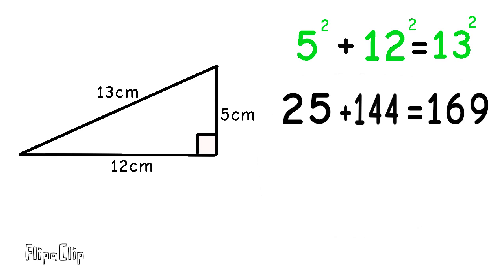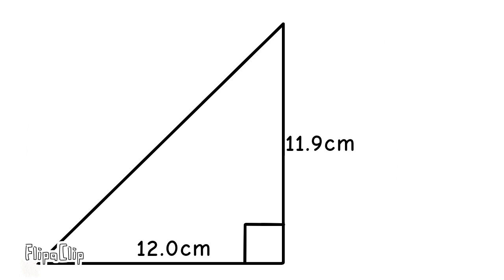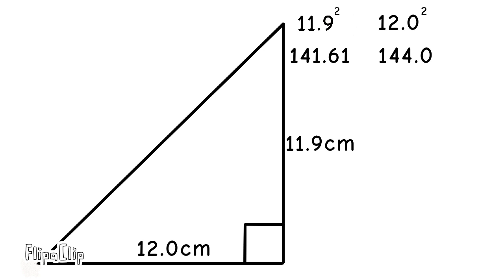Now you might be thinking, okay, I've only been using whole numbers. What if I use decimal values? So let's refer to our next triangle. Now 11.9 squared is 141.61. 12.0 squared is 144.0. If I add 141.61 with 144.0, I get 285.61.